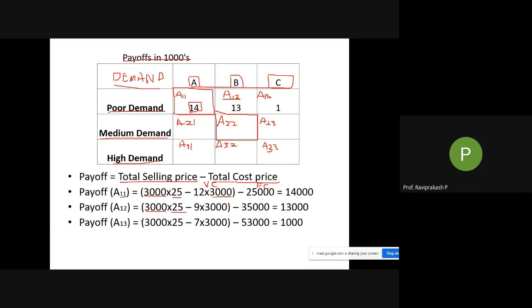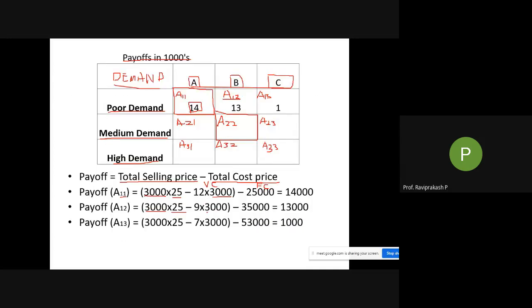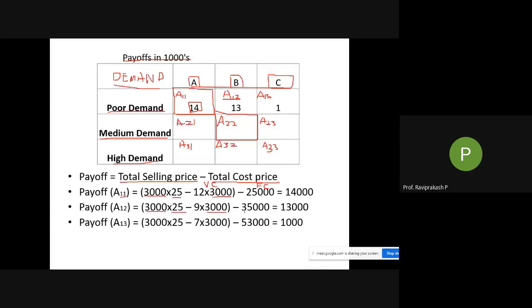For poor demand, again it is 3,000 into 25 minus, for B, what is the variable cost? For B, it is 9. So it will be 9 into 3,000 again. Minus, what is the fixed cost? Fixed cost is 35,000. So I'll be writing this 35,000 here. When I calculate 3,000 into 25 minus 9 into 3,000 minus 35,000, it gives me 13,000. So 13 is written here.